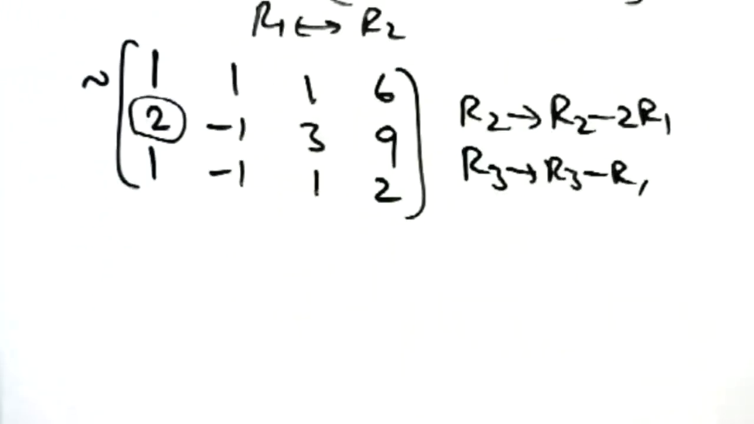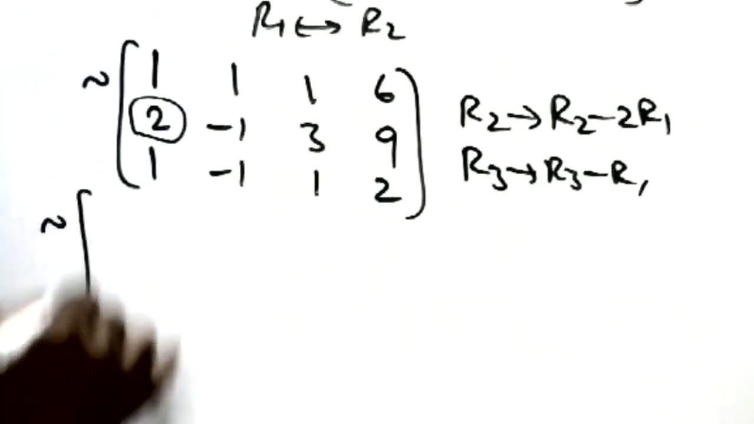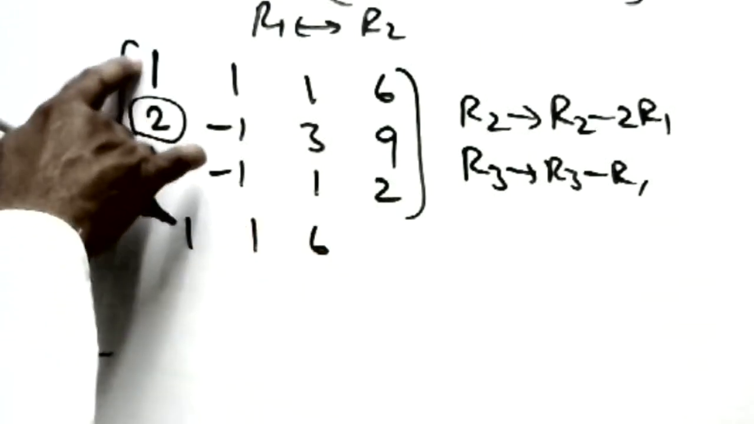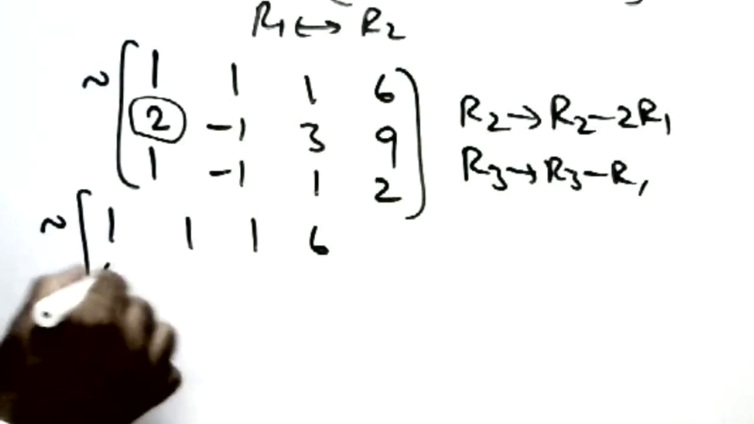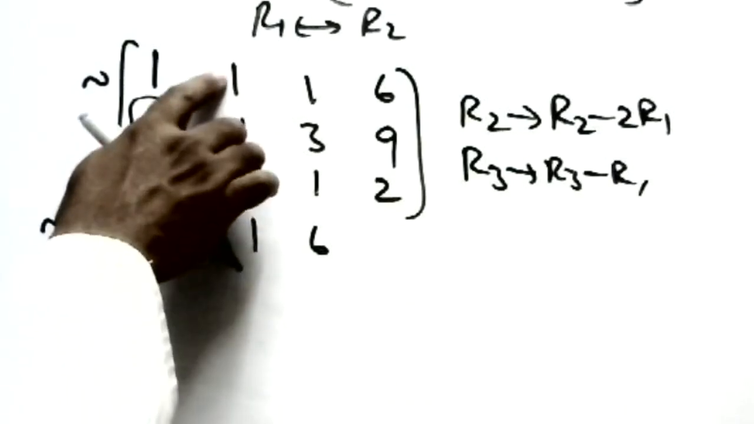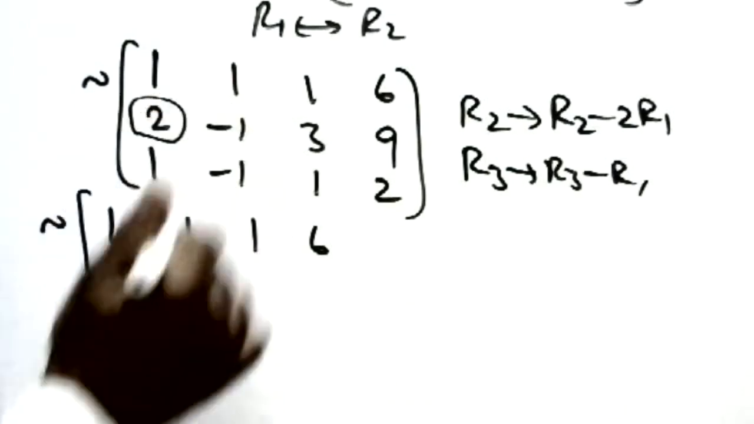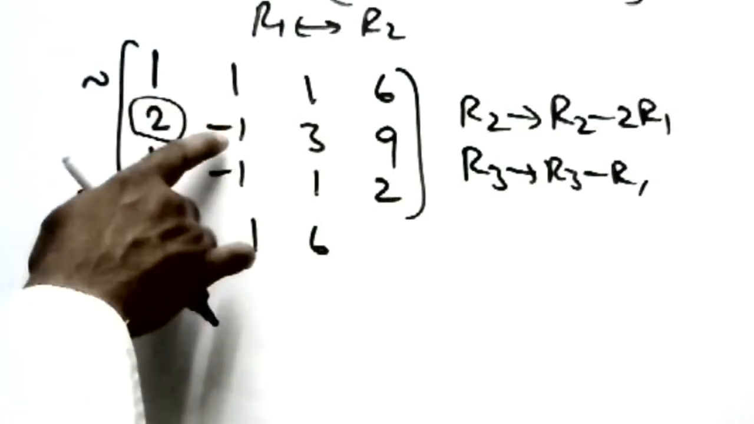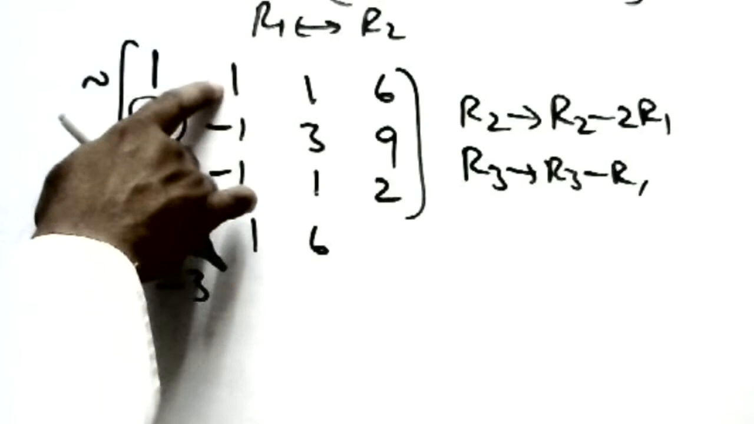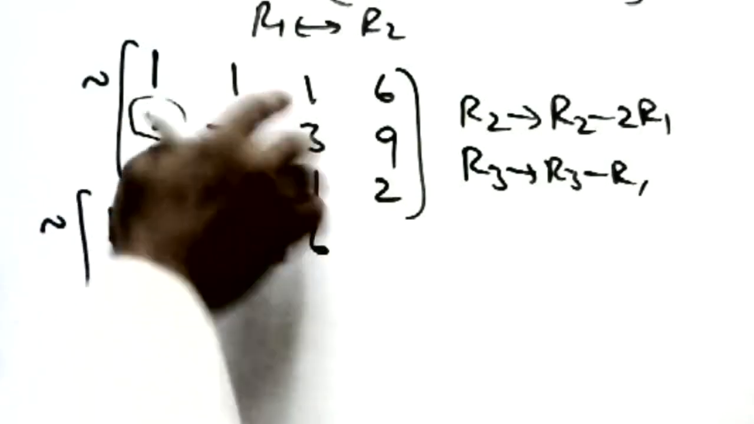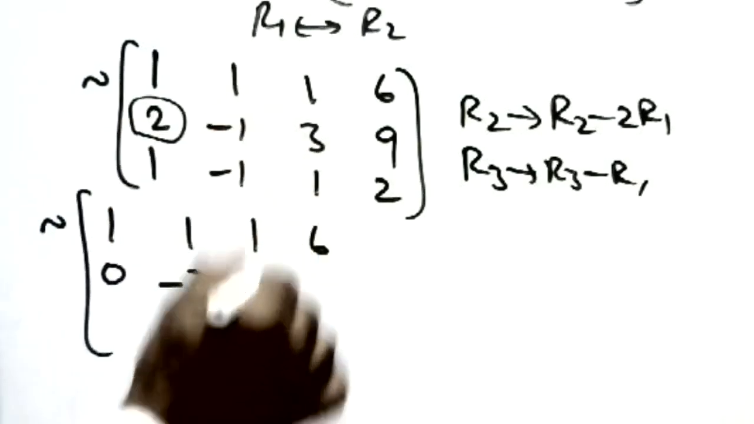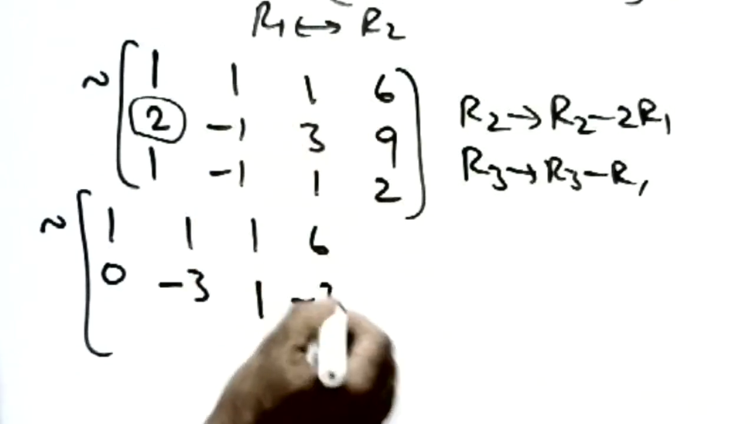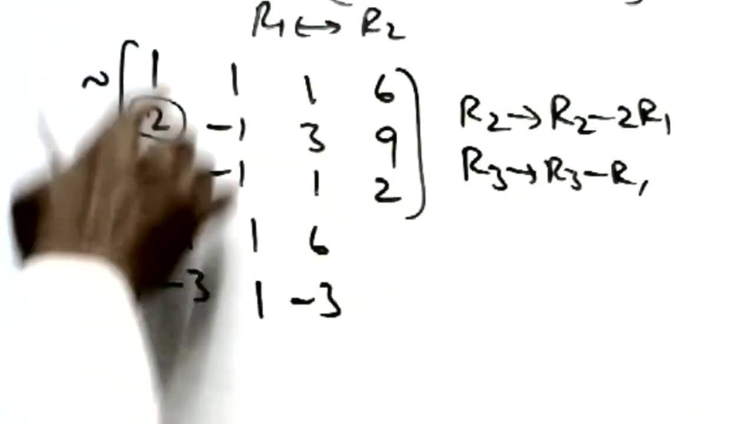Now changing here. See here, first row we are not changing. Let me write as it is: 1 1 1 6. R2 minus 2 R1. 2 ones are 2, 2 minus 2 is 0. Minus 1 minus 2 ones are 2, minus 3. 3 minus 2 is 1. 9 minus 2 sixes are 12, so 9 minus 12 is minus 3.